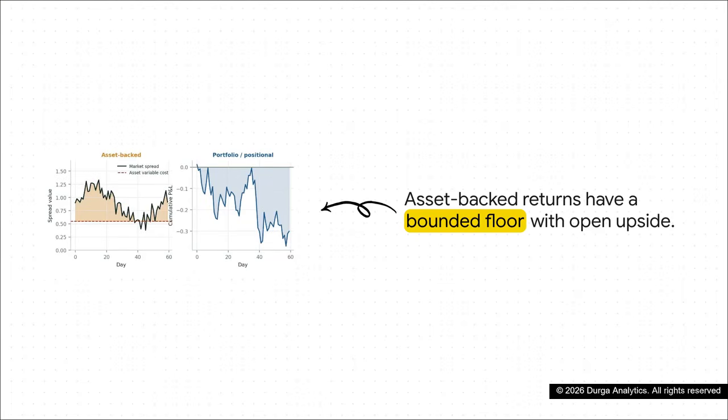It's bounded by the fixed cost of holding the asset, meaning you really only run it when the market spread exceeds that cost. The upside? Well, the upside is wide open. Compare this to a standard positional portfolio book, which is completely symmetric. You gain and lose equally around 0. So assets aren't just massive positions, they are asymmetric options.